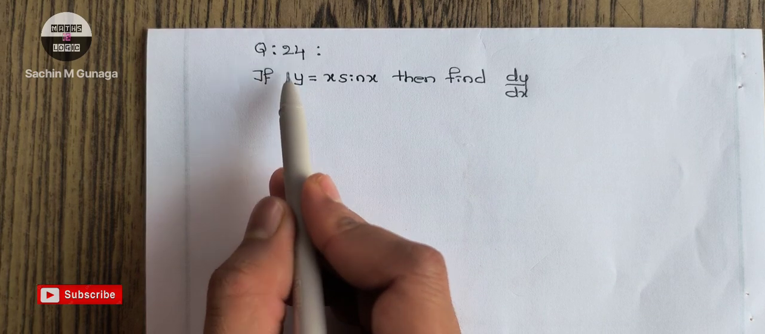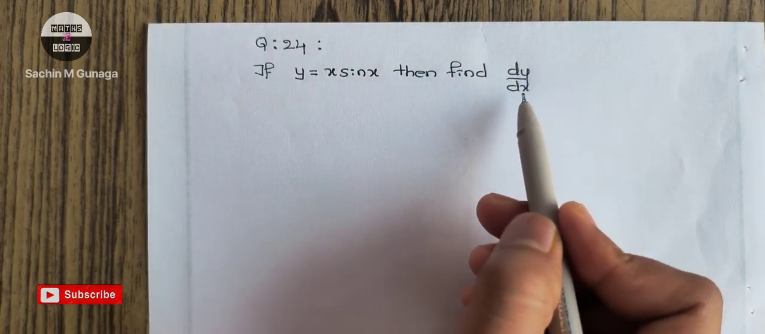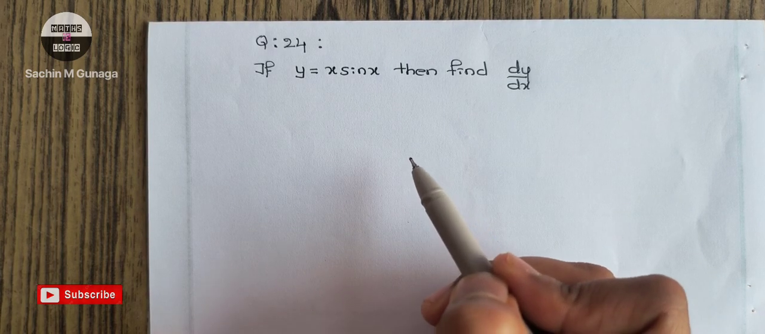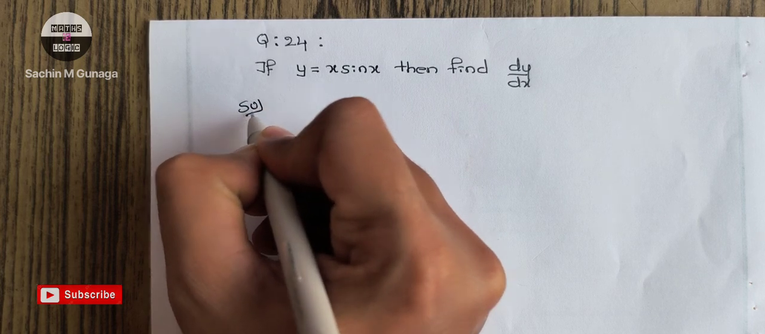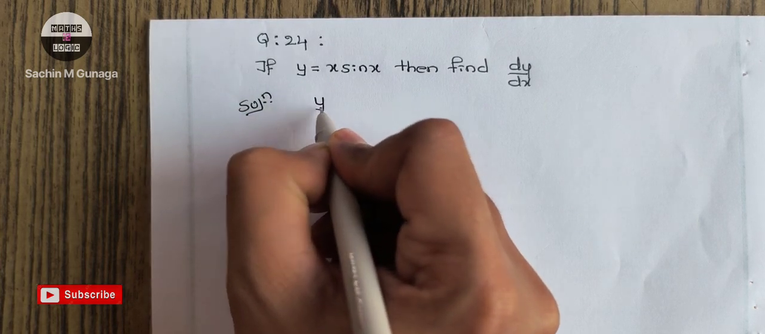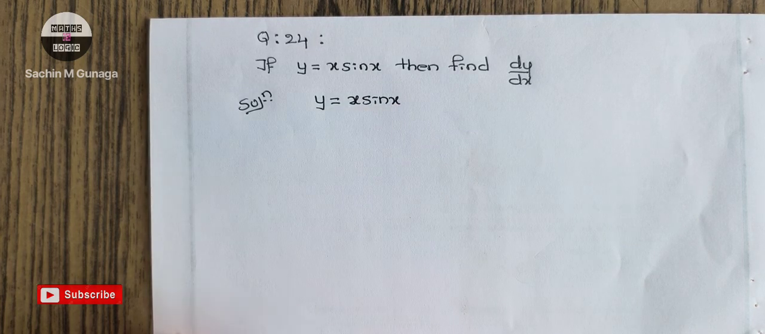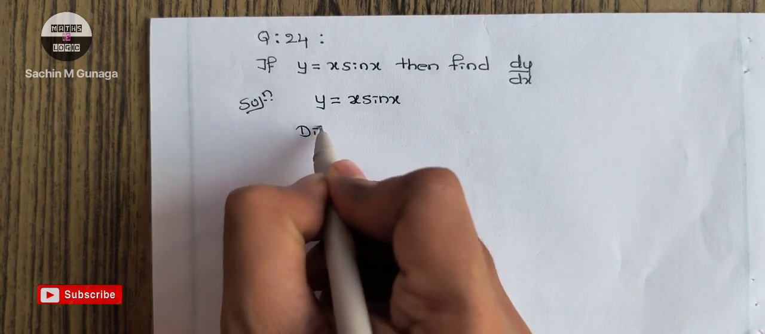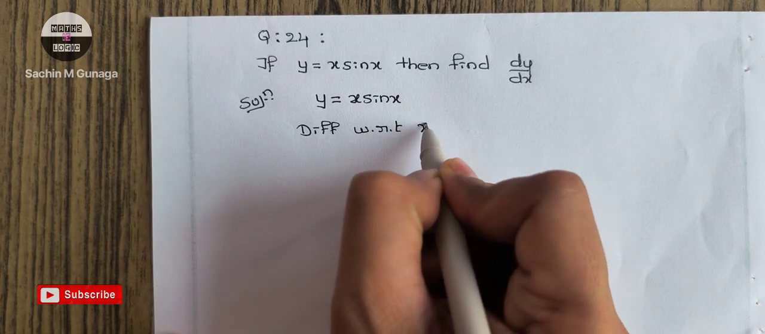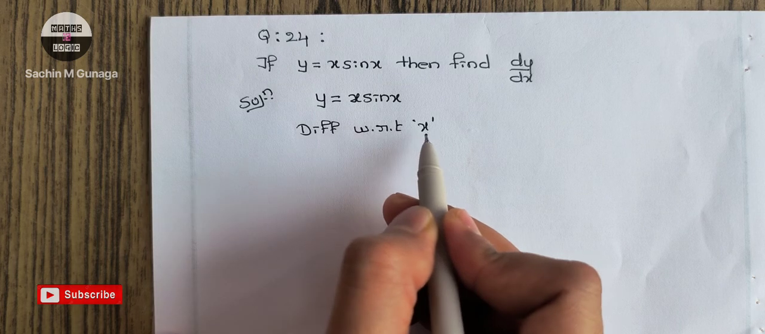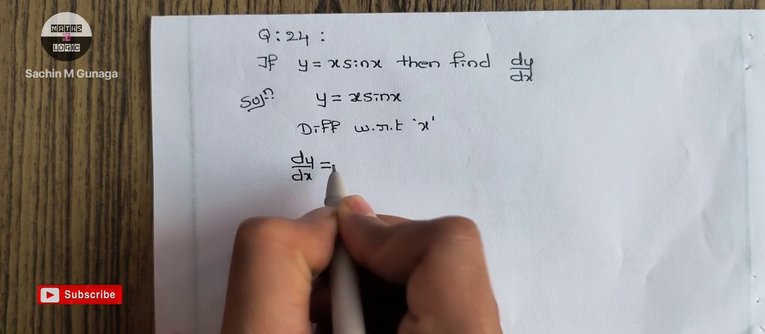Next, question number 24. If y is equals to x sin x, then find dy divided by dx. So this is a question from the differentiation unit. Solution: take the given function, y is equals to x into sin x. Here also the same process, differentiate with respect to x. Therefore dy divided by dx is equals to.